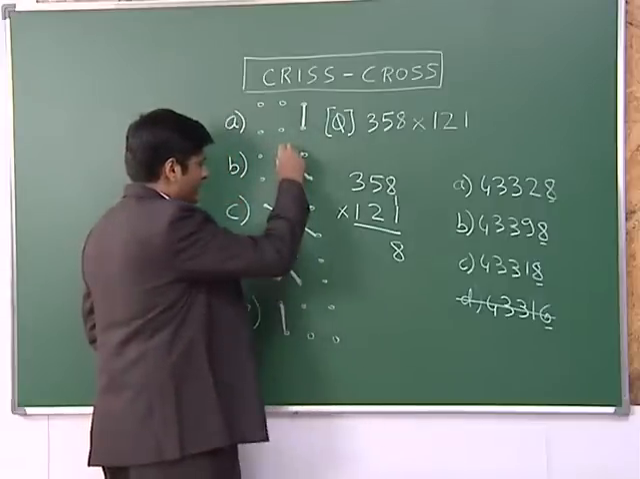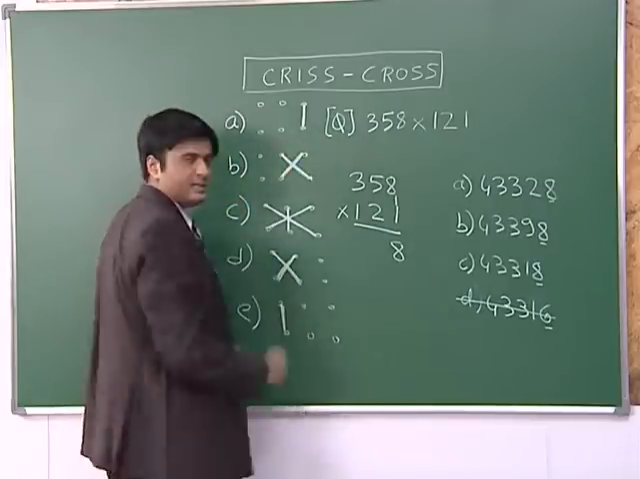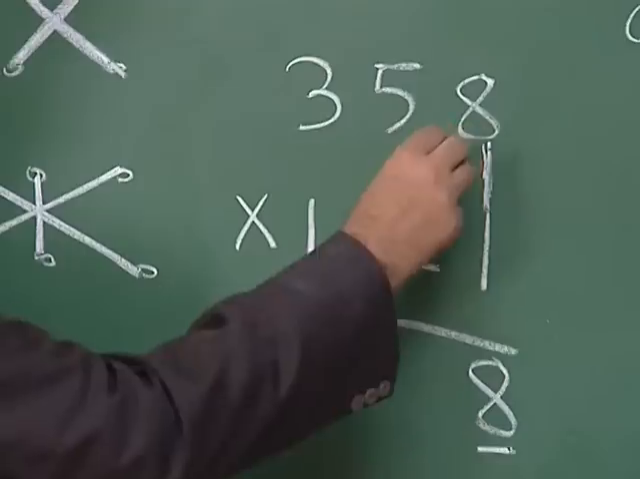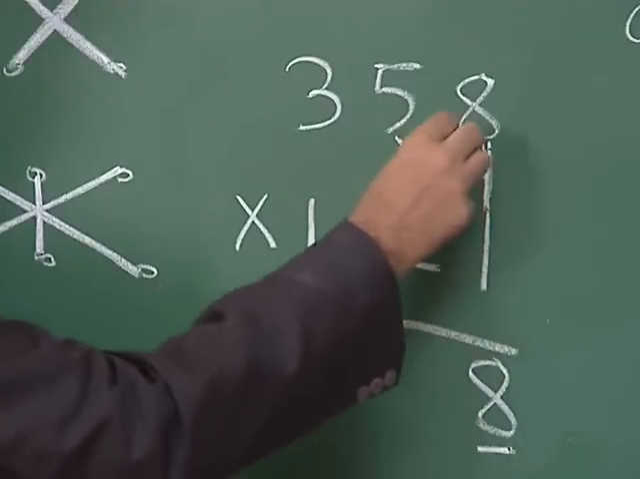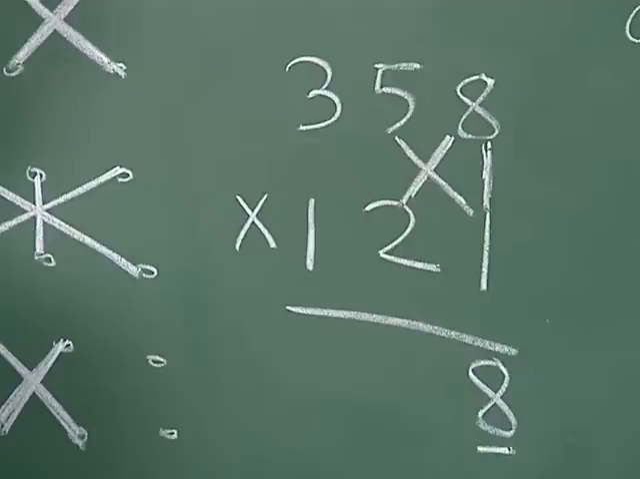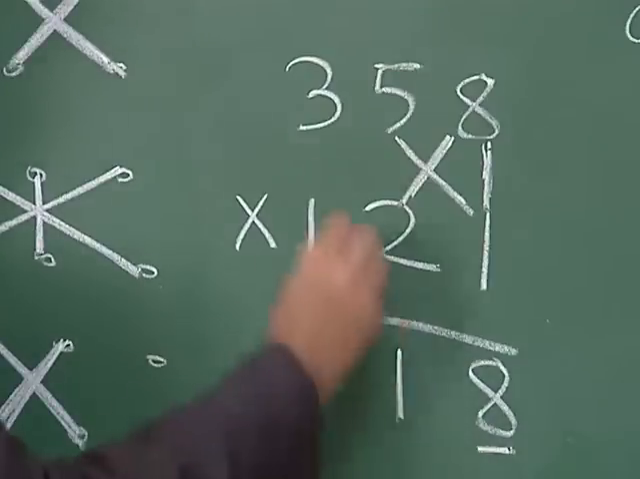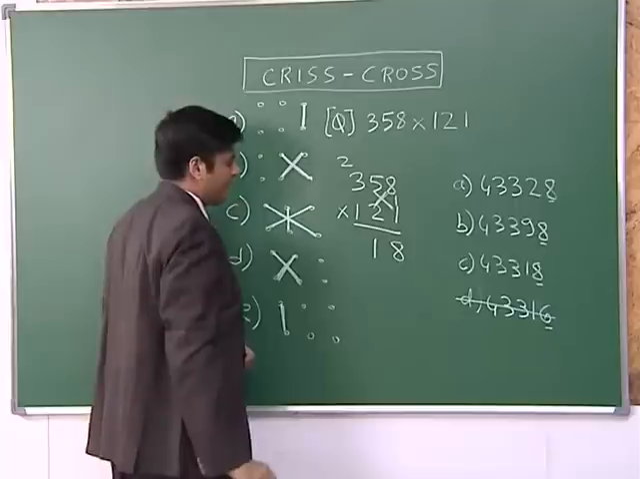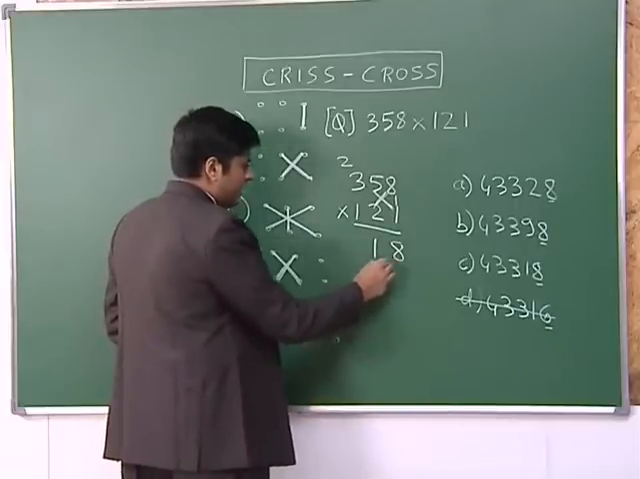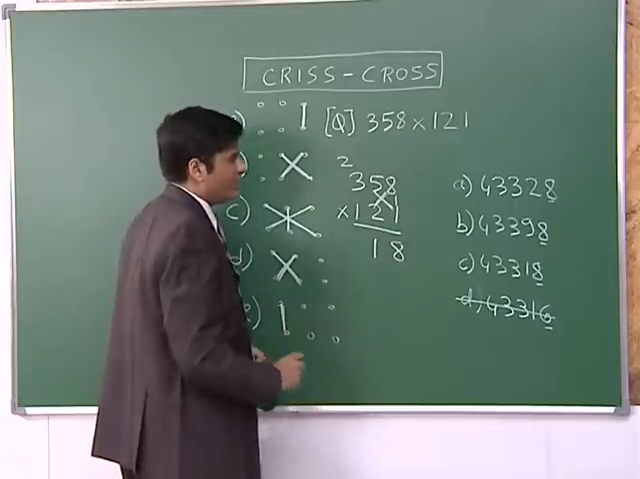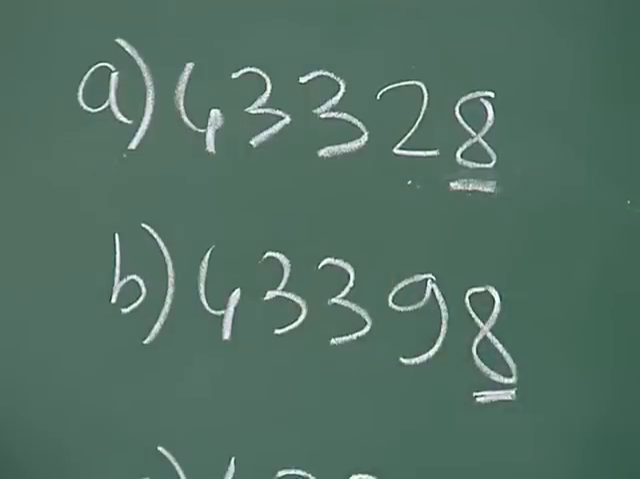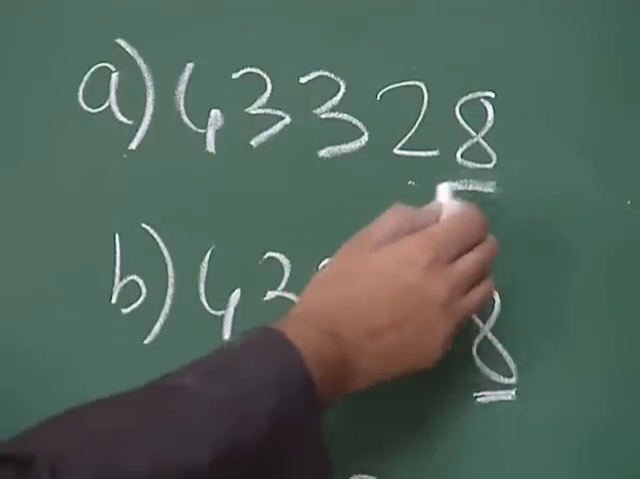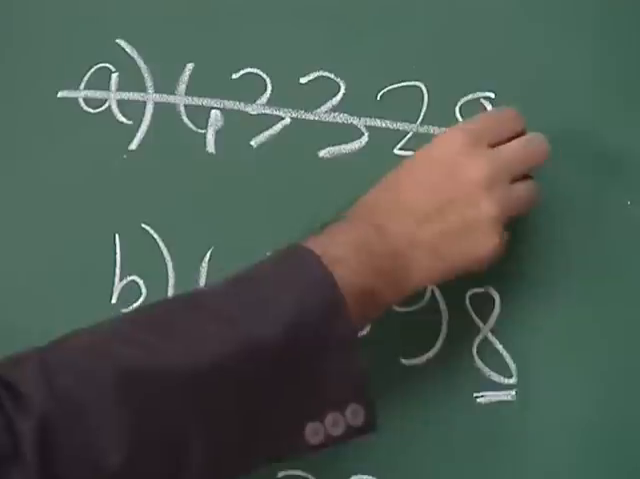Step B says multiply cross like this and like this. So I have 8 times 2 is 16, plus 5 times 1 is 5. 16 plus 5 is 21. I write 1, carry over 2. Let me look here. 18 is there in the end or not? Option A ends with 28, so it cannot be my answer. I need 18 in the end, so I cancel option A.